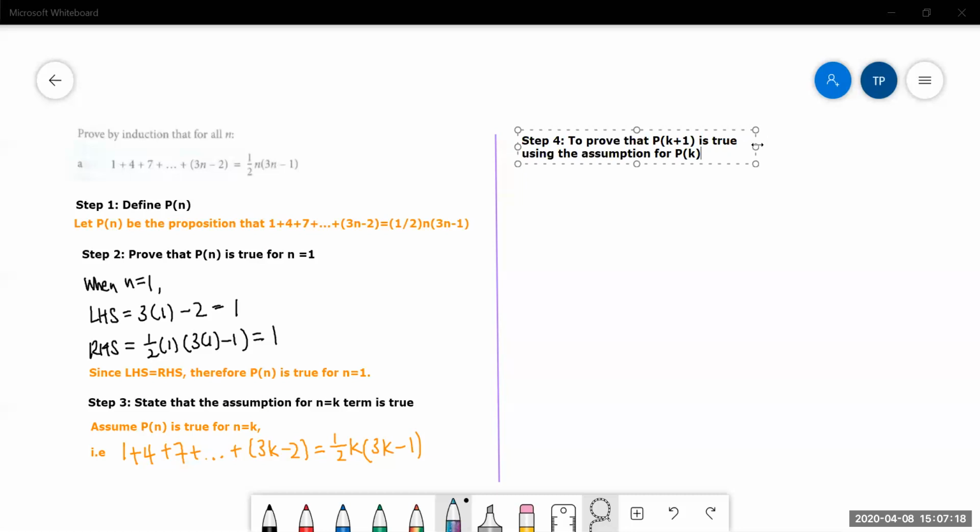Basically, all those in black are your guidelines. But all those that are not in black are what you're supposed to present. You get what I mean? Next, this is the assumption for Pk. So now we want to prove that.